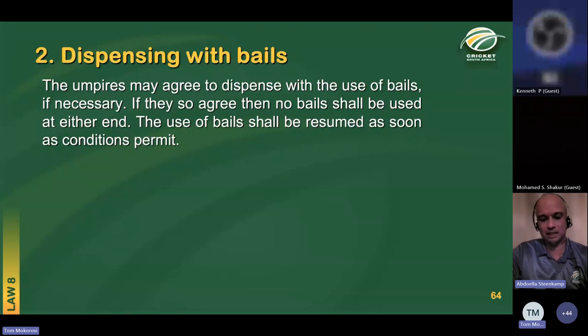But the law also guides us by saying, yes, there is a reason why you are dispensing with the bails due to strong winds. But as soon as conditions permit, you need to put the bails back on. That's how we want to play cricket, with the bails on the stumps. It just makes it easier for everyone. But the law does make leeway in case you need to play without bails. So the law tells us, if conditions permit, please put the bails back on. Now, in your example, yes, it was windy in the first innings, but the wind then died down in the second innings. But the law tells us, as soon as conditions permit and you can put the bails back on, we need to put the bails back on and play with the bails. Over, Tom.